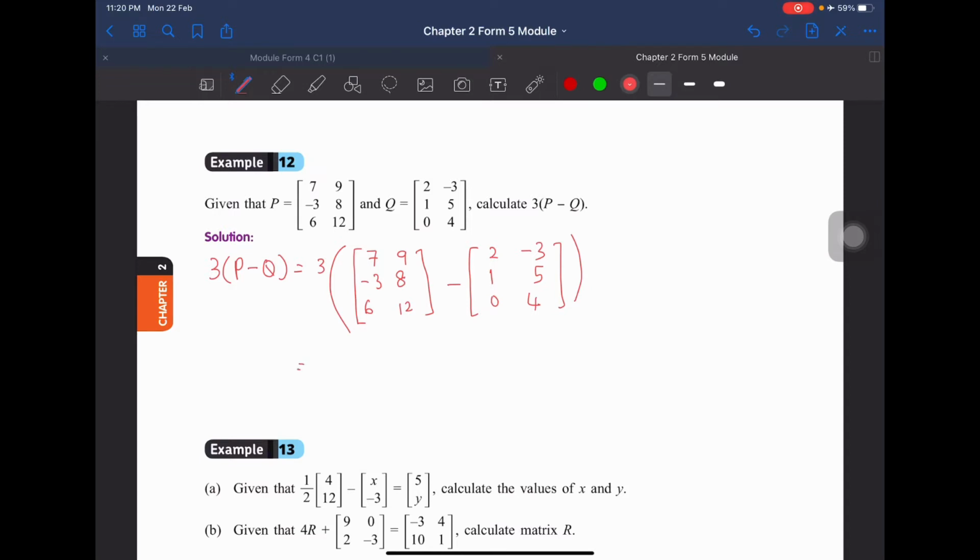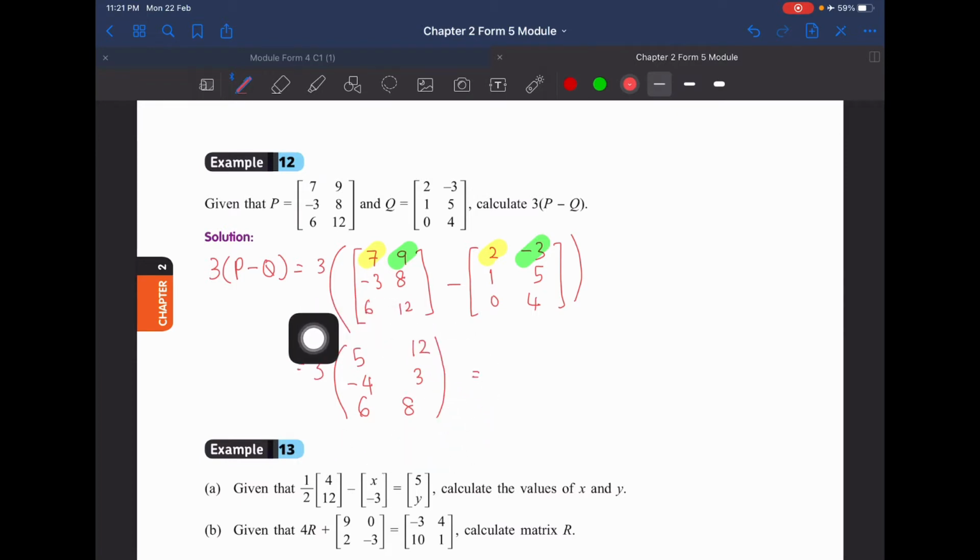We know that we need to do the bracket first. So how to subtract two matrices? You have learned it from the previous class. What you do is 7 minus 2, 9 minus 3, and so on. So let's do it one by one. 7 minus 2 is 5. 9 minus 3 is actually 9 plus 3 is 12. And then negative 3 minus 1 is negative 4. 8 minus 5 is 3. 6 minus 0 is 6. And 12 minus 4 is 8. And that leaves you with this one.